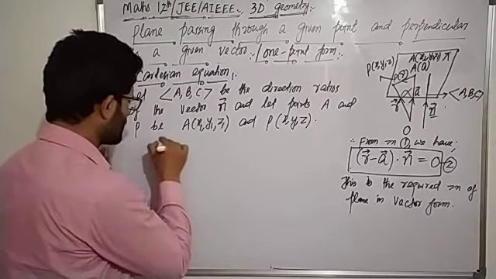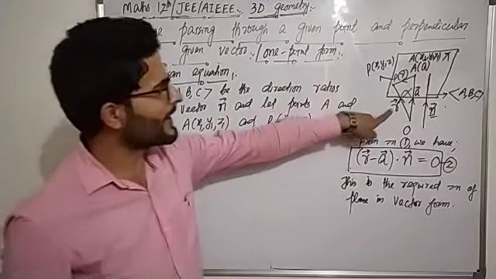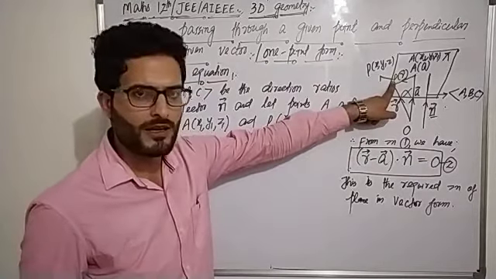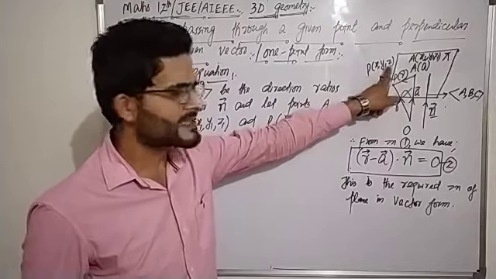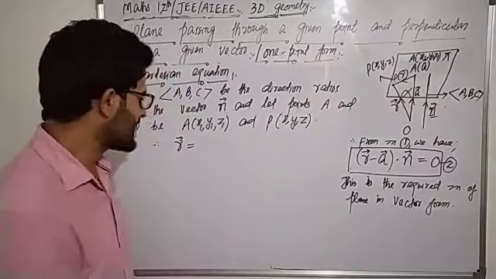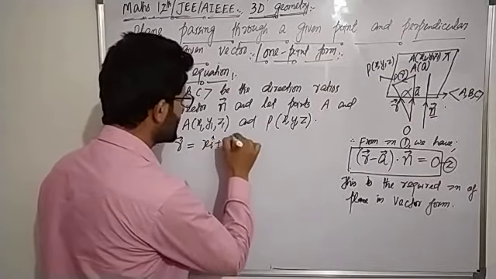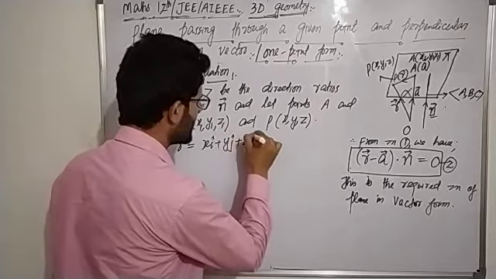Therefore, here we are going to calculate first small r vector. What is small r vector? Small r vector is the position vector of point P. Point P has the coordinates x, y, z. What would be the position vector? xi plus yj plus zk. So this is xi plus yj plus zk.